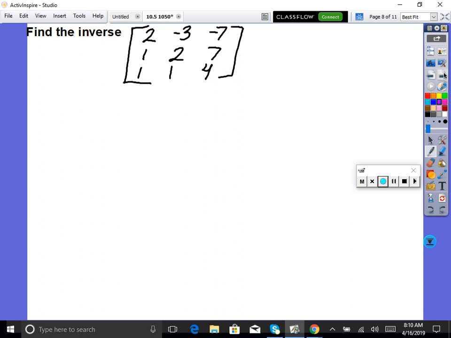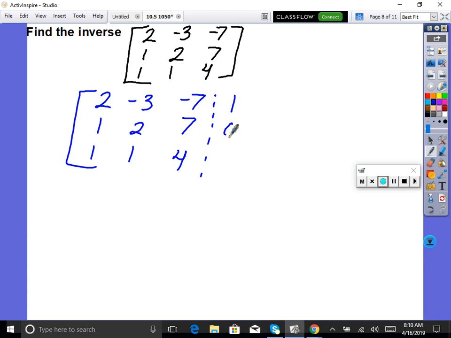So it'll actually happen decently quick, so I'm just going to go through it real quick. So what if you're like, okay, to find an inverse of a square matrix that's not 2 by 2, I put it into 2, 1, 1, negative 3, 2, 1, negative 7, 7, 4, and then my identity matrix would be 1, 0, 0, 0, 1, 0, 0, 0, 1.